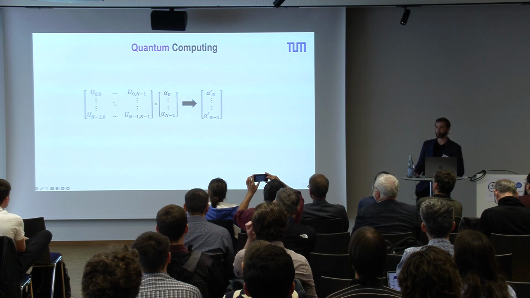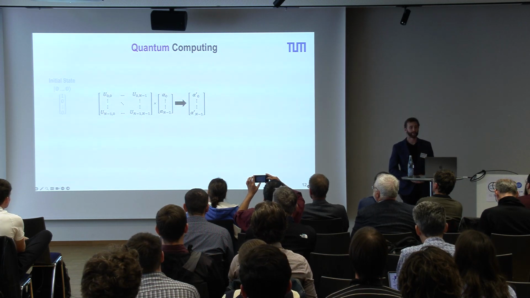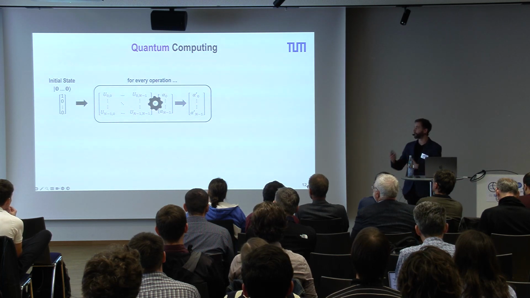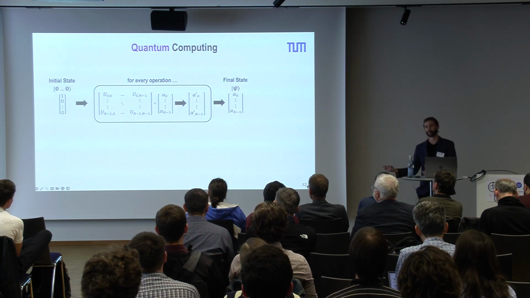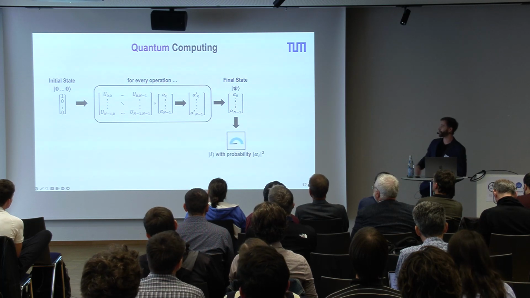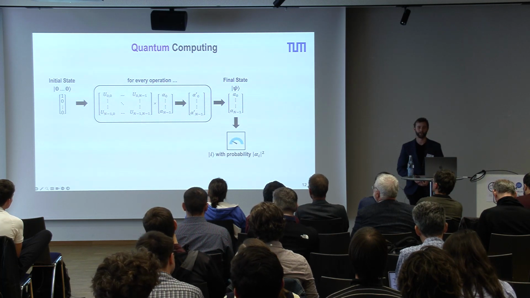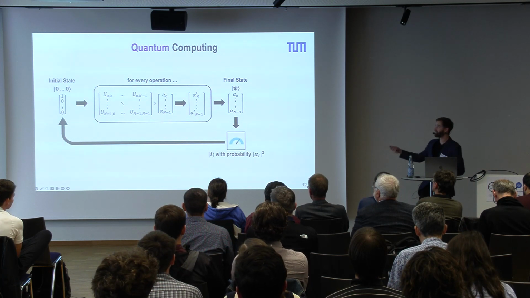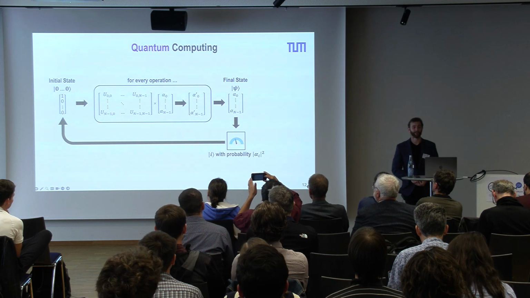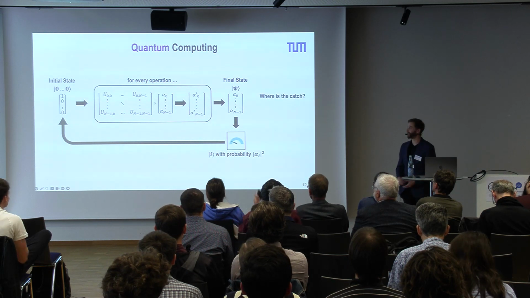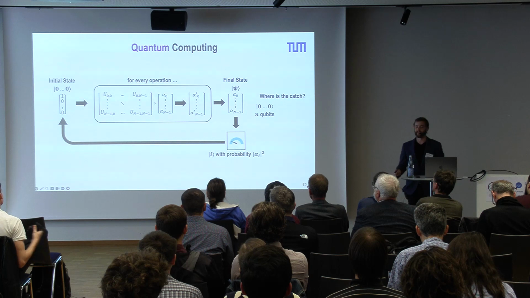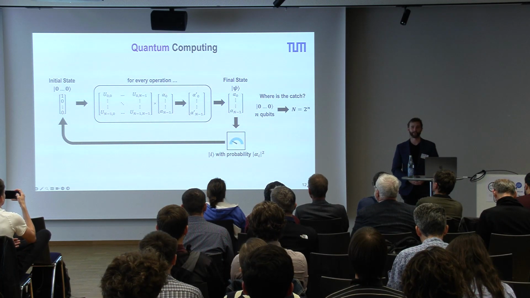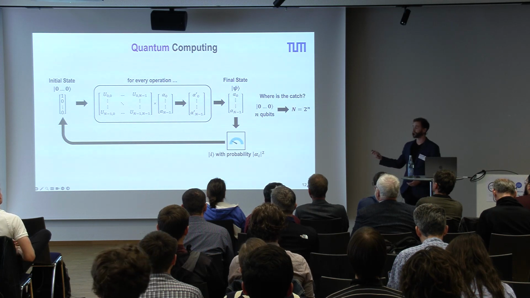And if you want to do a quantum computation, you just zoom out a little bit. You start with some initial state, you plug that into your computation, you apply every operation, and you get a final state out of there. Then you can measure that state and get out your classical result. You repeat that process over and over again. That's how you do quantum computation. It's not that difficult actually. But where's the catch here? And you all know the catch. The catch really is, for n qubits, these vectors and matrices are exponentially large. So it's really hard to deal with those on a classical computer.